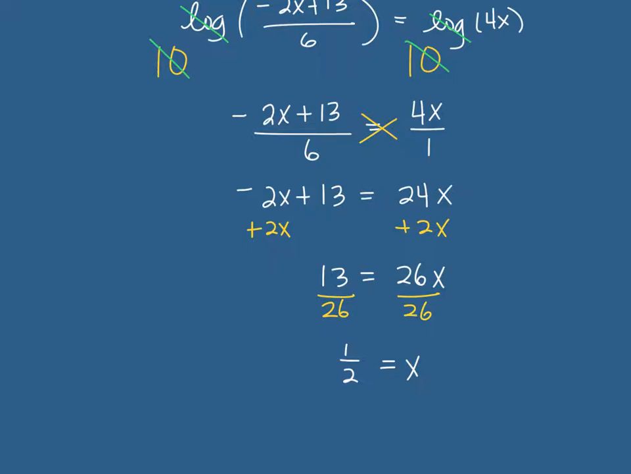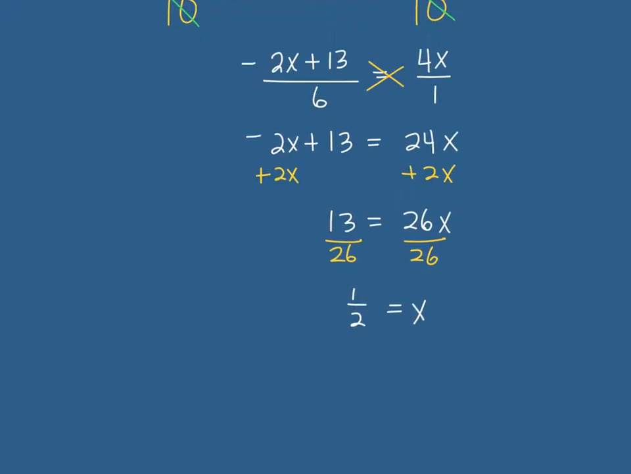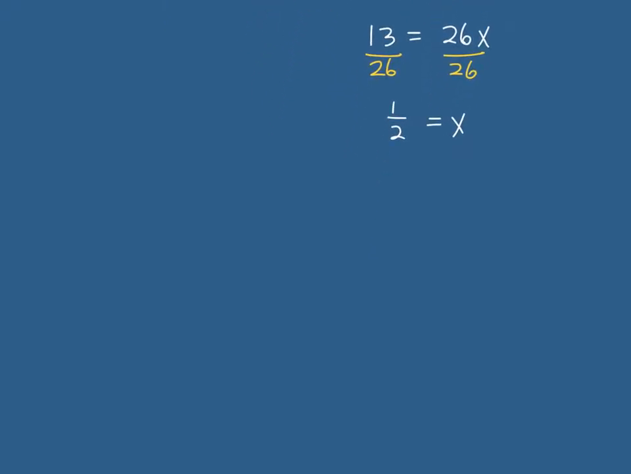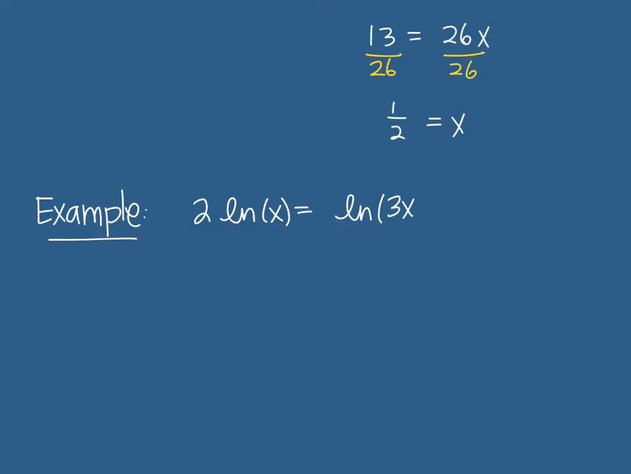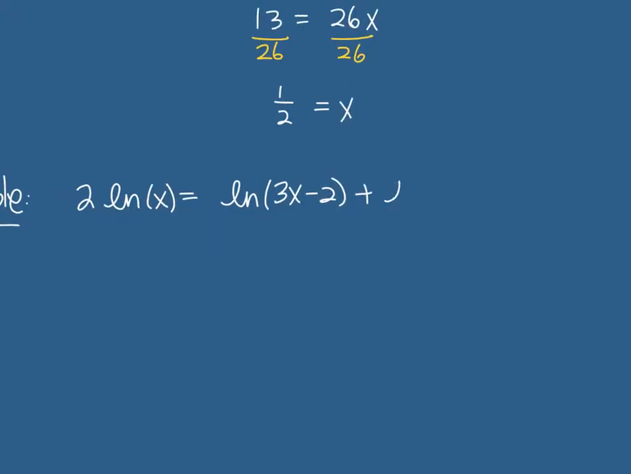Okay, so just a reminder, you can't have more than 1 log on a side at a time. So here's another one where you're going to have more than 1 log that you have to simplify first. Okay, so let's say that you have 2 ln x on one side. On the other side, you have ln (3x minus 2) plus ln (x minus 1).